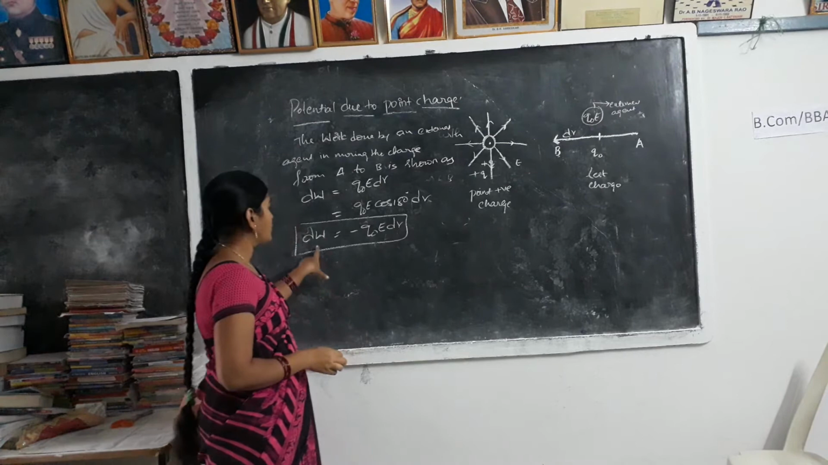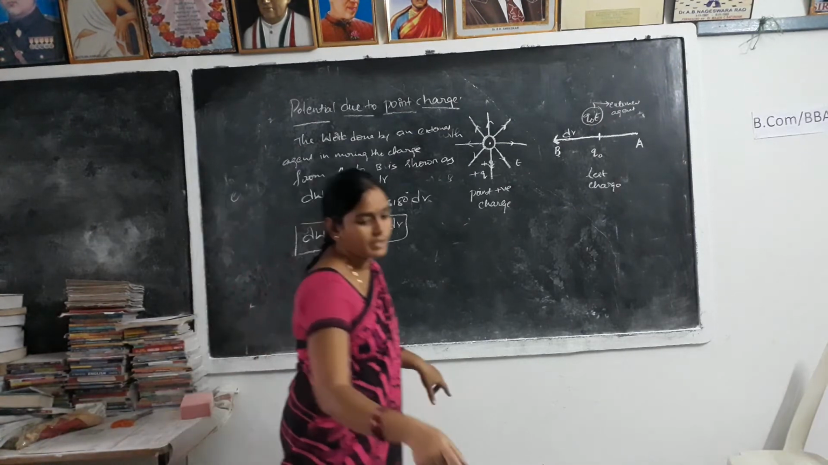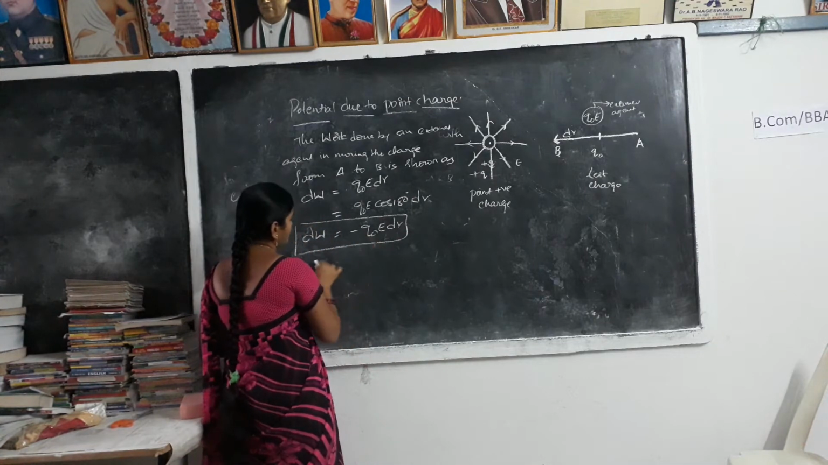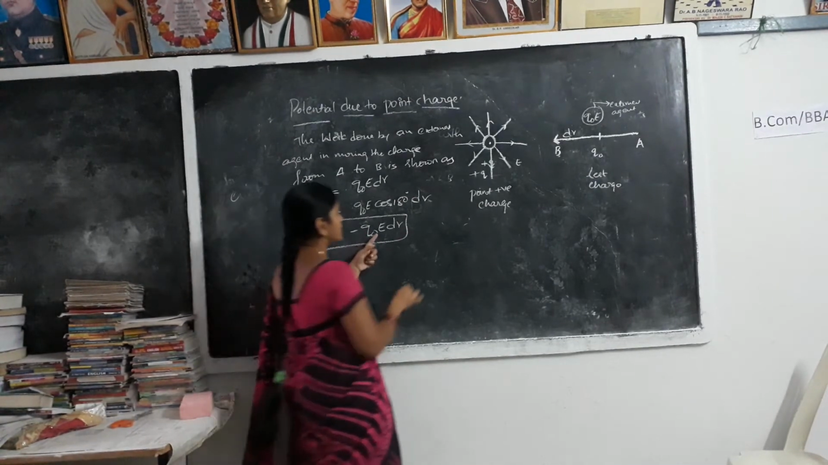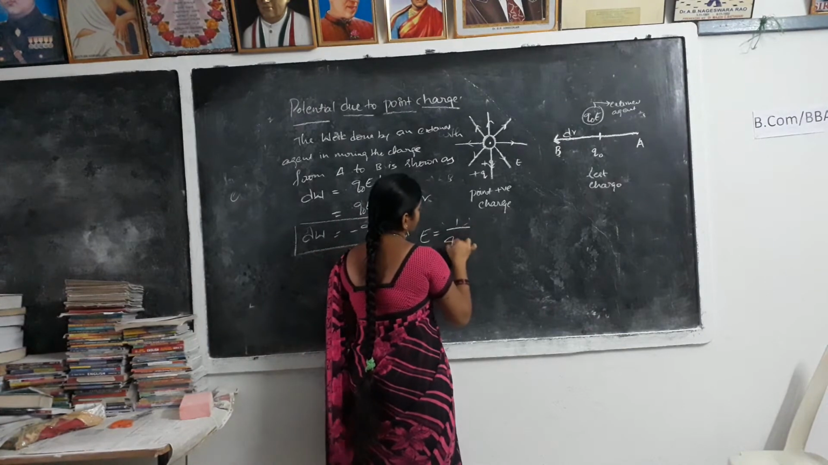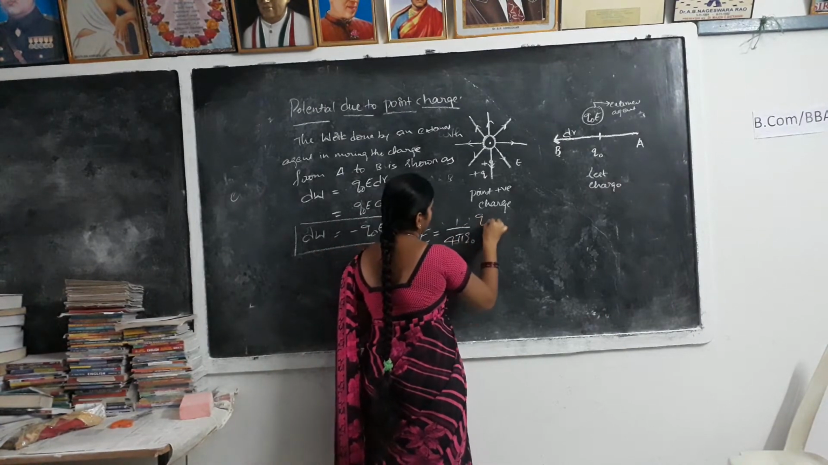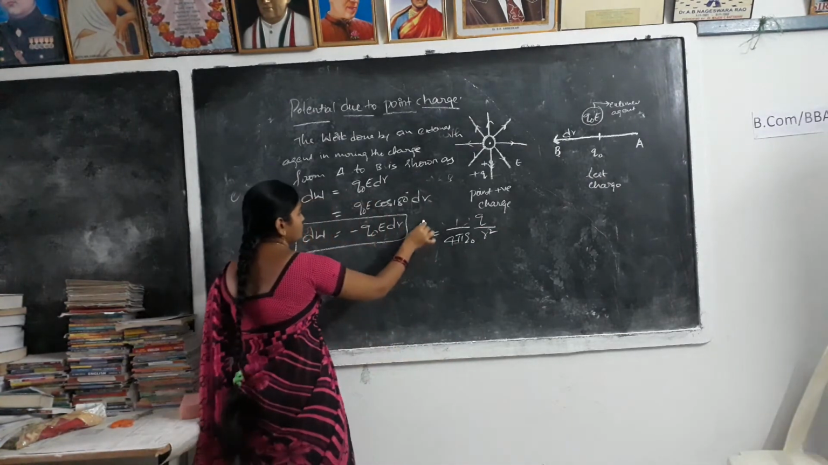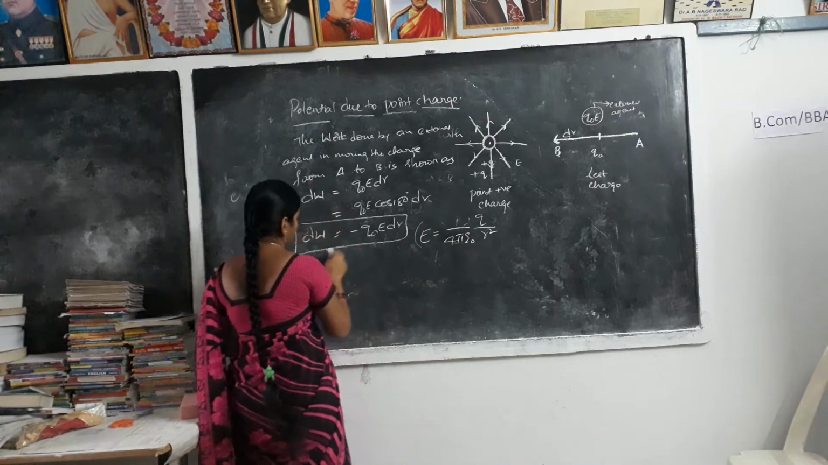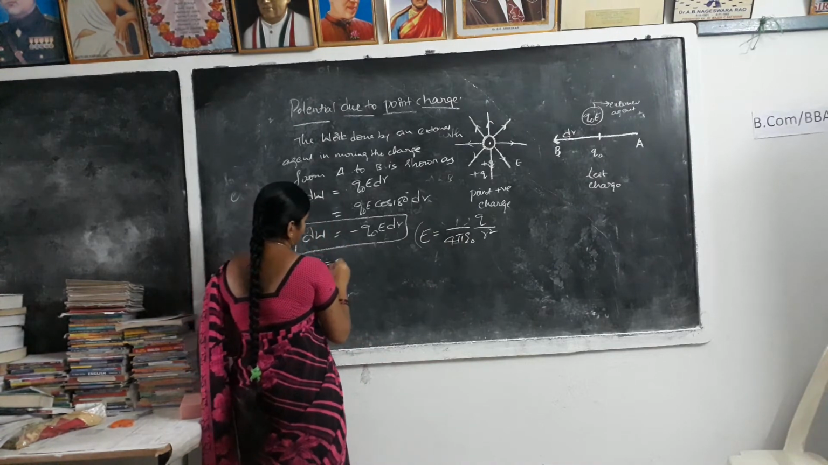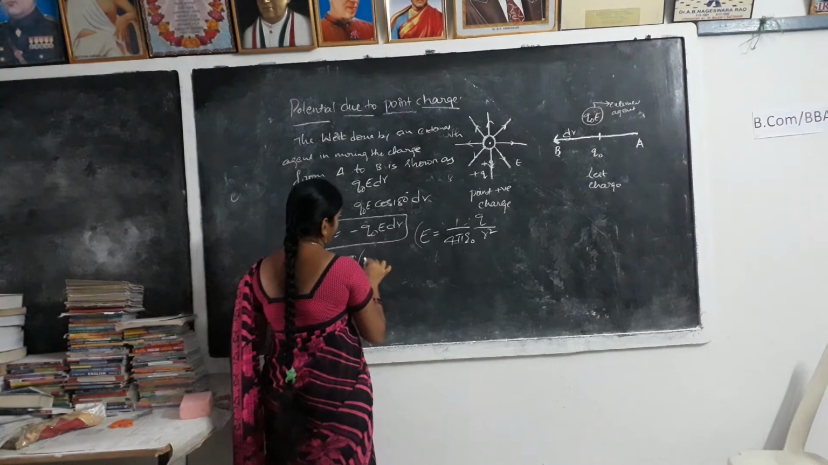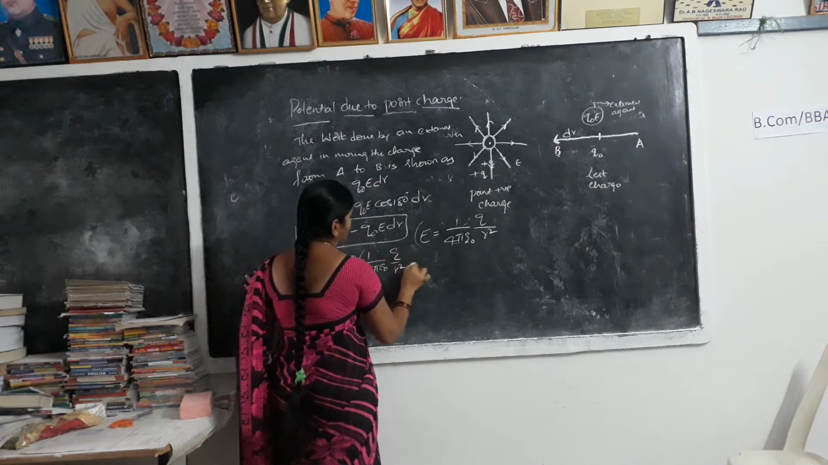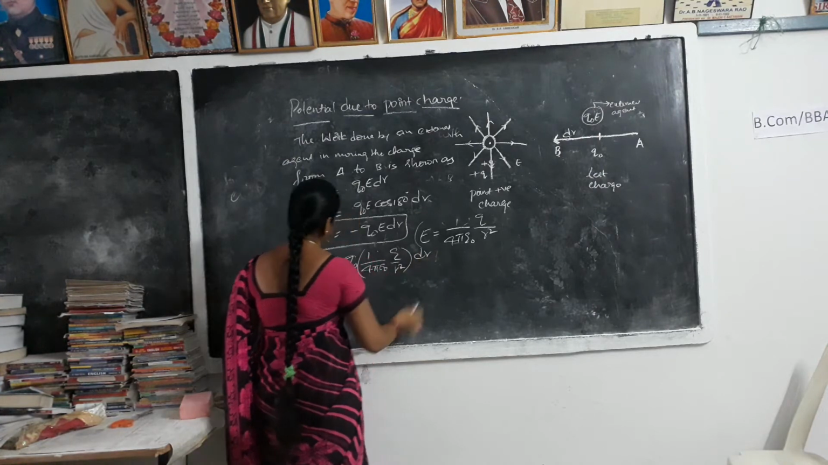So now we have to consider the total work done. That means we are applying integration. Before that we know that E equals 1 by 4 pi epsilon Q by R square. Right? Now we substitute this equation in this. Then dW equals minus Q naught 1 by 4 pi epsilon Q by R square dr.